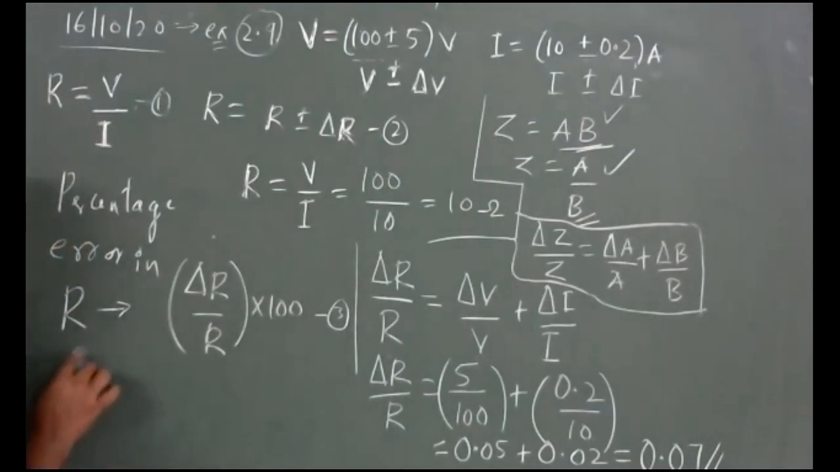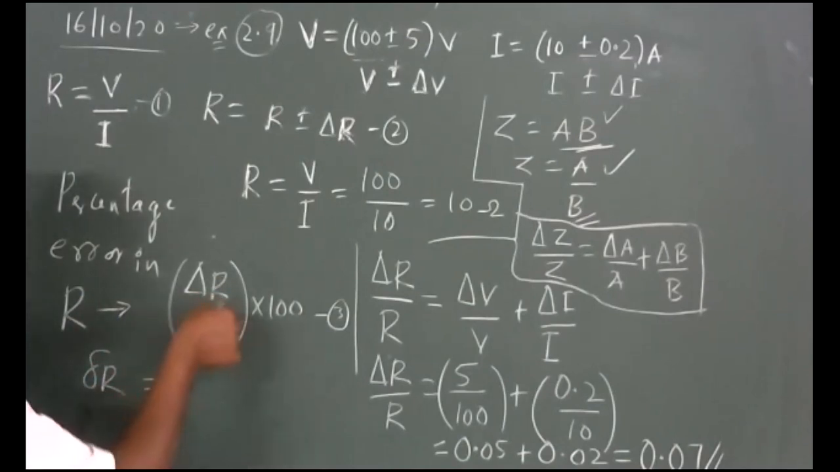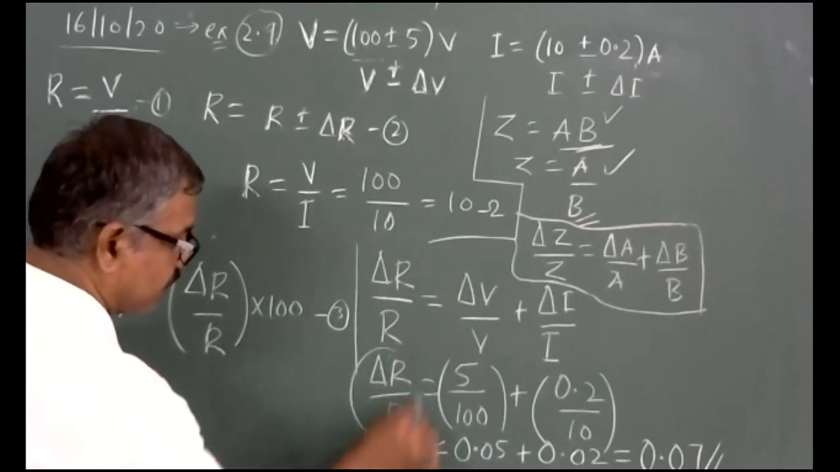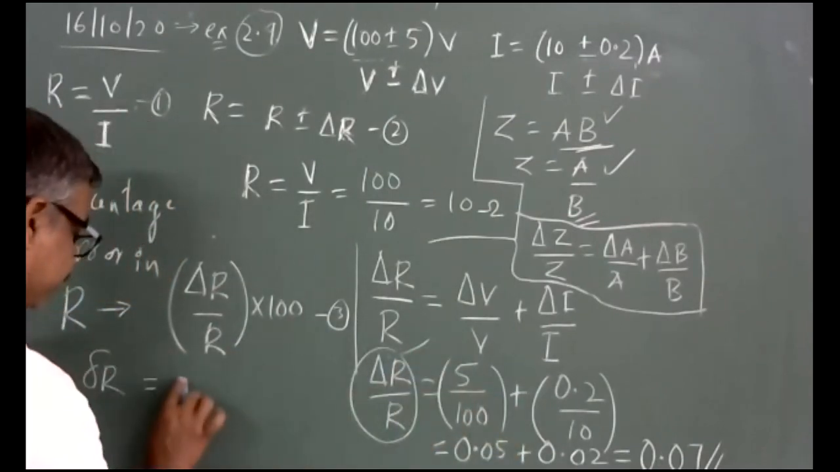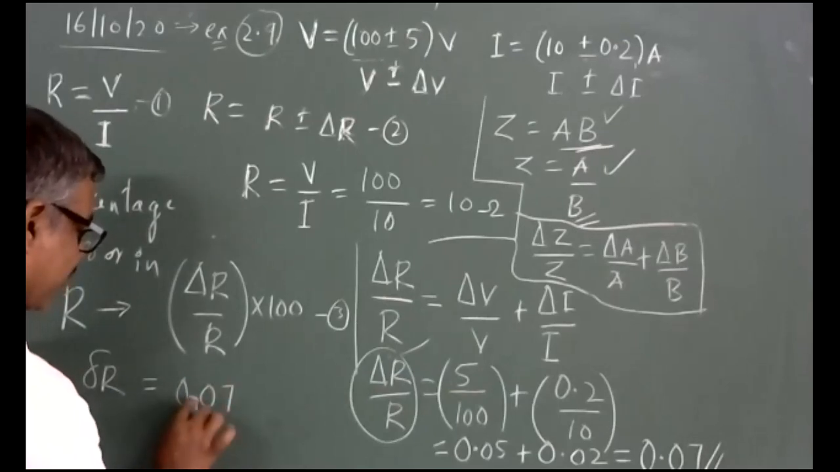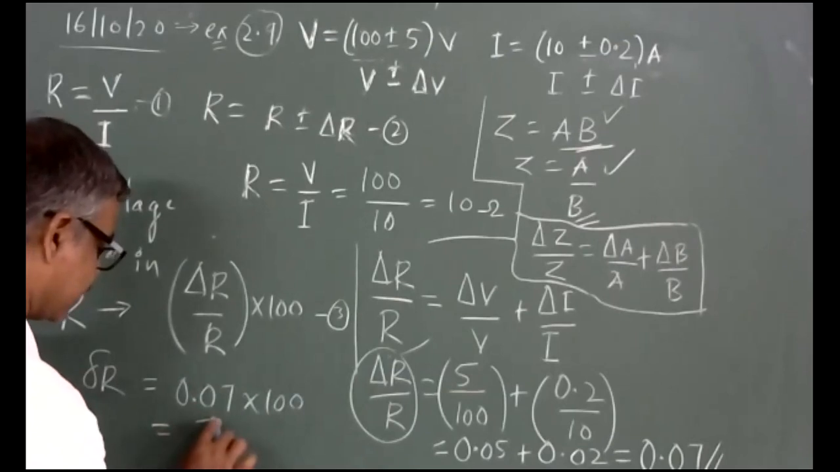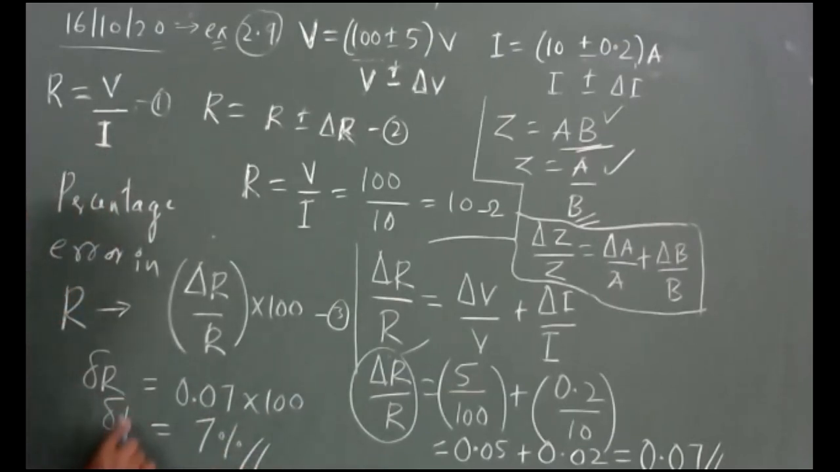What is my relative error? I want the percentage error in R, which is defined as delta R by R into 100. Delta R by R I got is 0.07. 0.07 into 100, so finally I get the answer: it is 7%. What is the percentage error in R? The percentage error in R is going to be 7%.